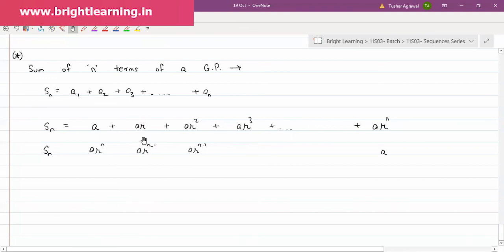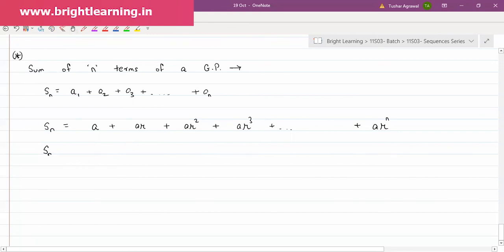So ar, if you take common, 1 plus r raised to n minus 2 it will be. Here it is 1 plus r raised to n minus r raised to n, and here it is something different. This method does not work, so just writing Sn in the reverse order does not help. So what's the correct approach?